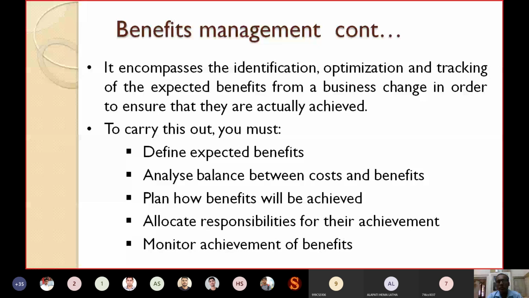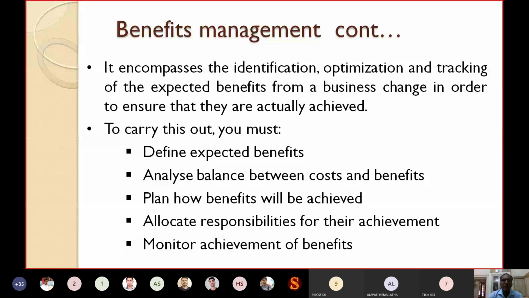Like here, the teachers are given some assignment. Per year you have to produce 2 journal papers, 5 conference papers, 1 book chapter, like this. Non-teaching staff are given assignments. You have to learn and demonstrate this many experiments in this semester, like that. So allocate responsibilities for their achievement.